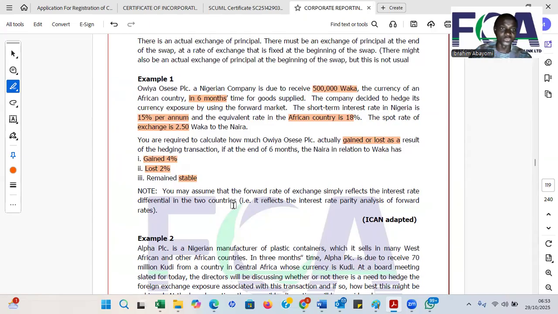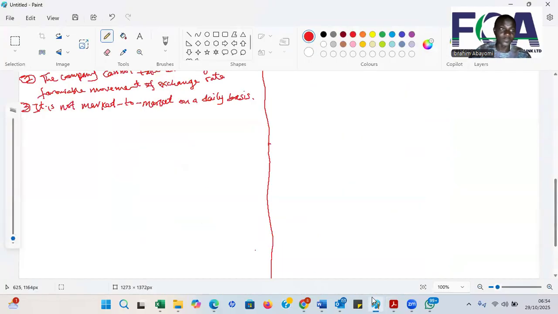So you may assume that the forward rate of exchange simply reflects the interest rate differential in the two countries. That is purchasing power and interest rate parity theory, which we have discussed in our previous video. Okay, so let's solve this.